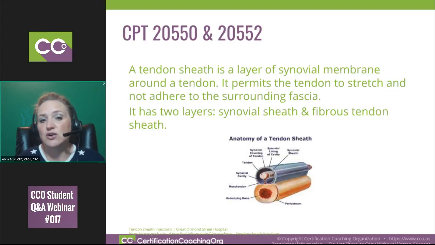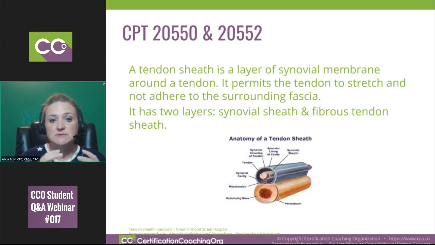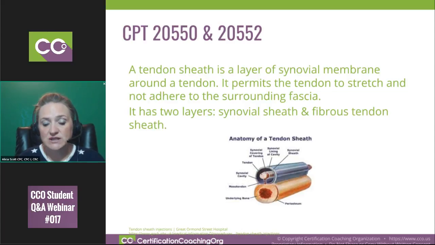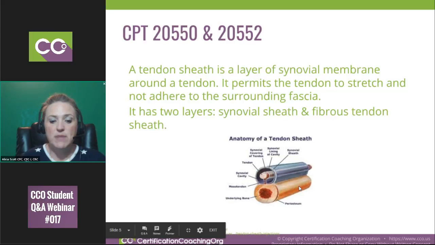You've got synovial fluid all over your body, but it's especially found in joints and around tendons and ligaments. On top of that, there's fascia, however you want to say it, which is also tissue that helps keep things held together. So there are 2 layers you need to be aware of: the synovial sheath and the fibrous tendon sheath that you see here. And the bottom, the lighter color, that's actually the bone itself.